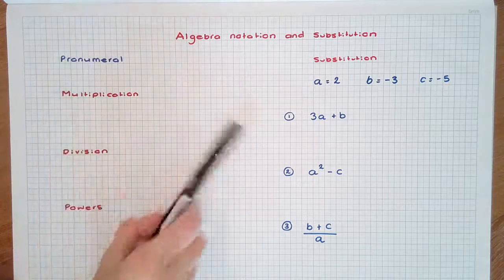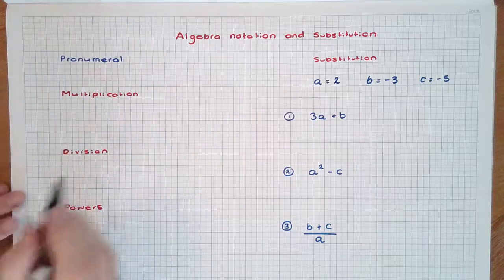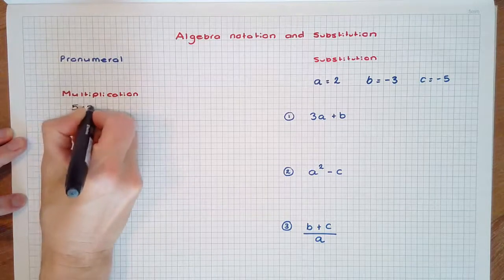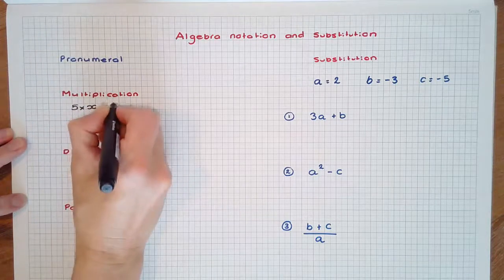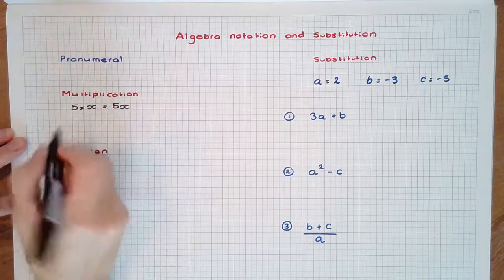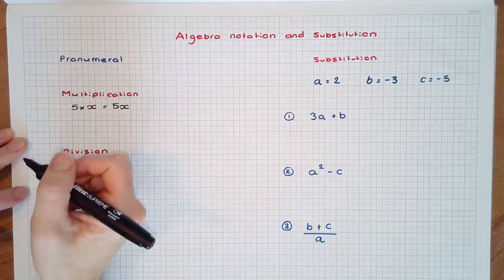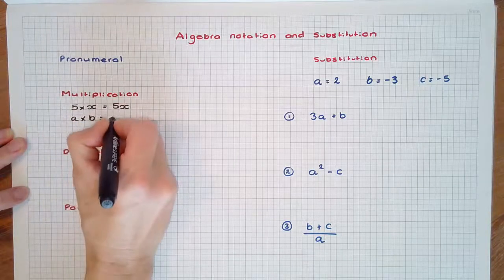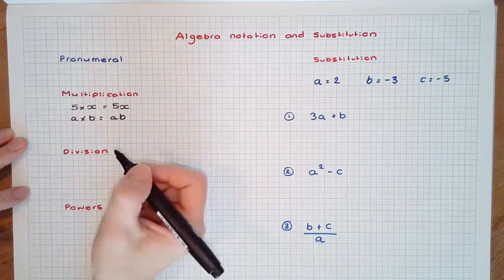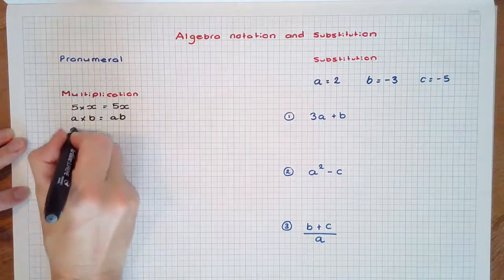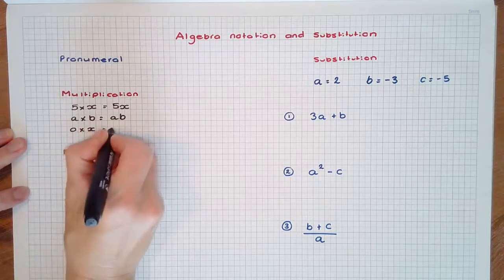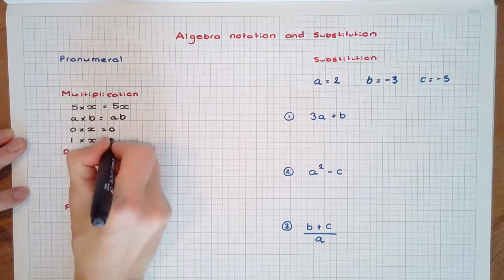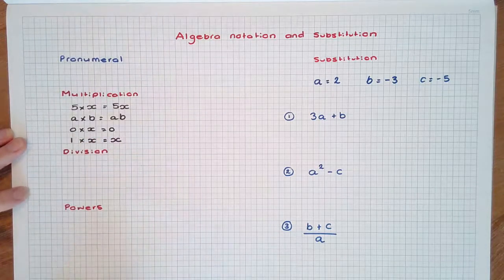When multiplying with pronumerals, we omit the multiplication sign. For example, 5 times x would be written as 5x, omitting the multiplication sign, or a times b would be written as ab. But when we have 0 times x, we would simply just write 0, or 1 times x, we would just write as x, omitting the 1.